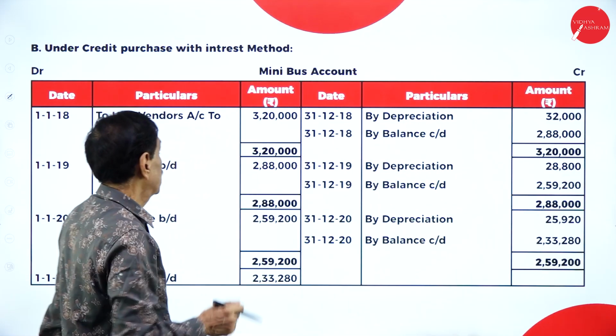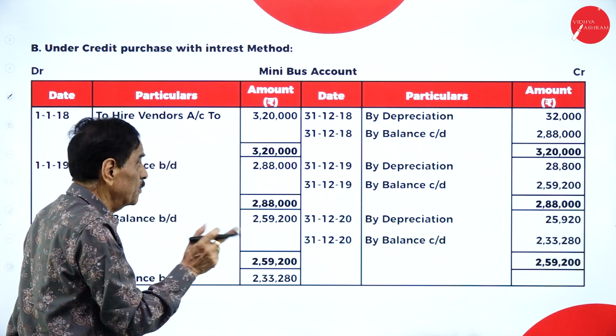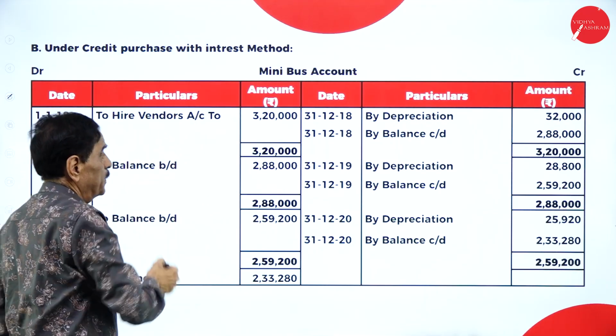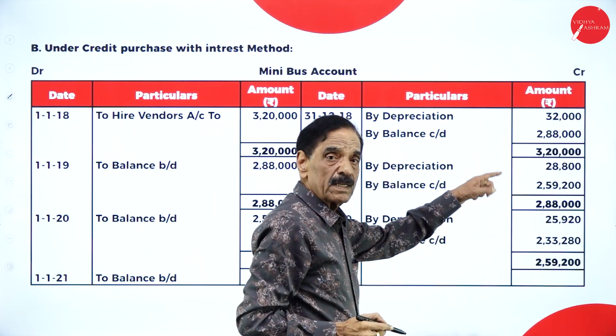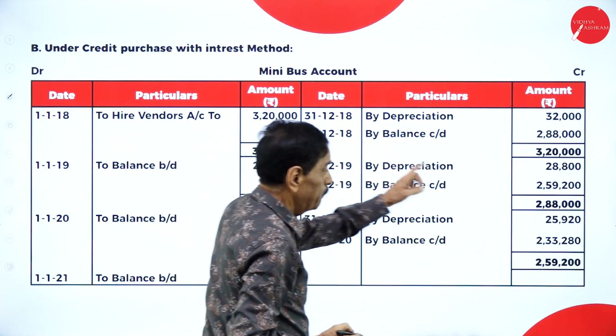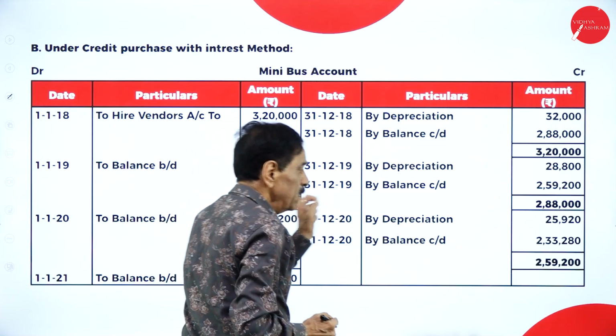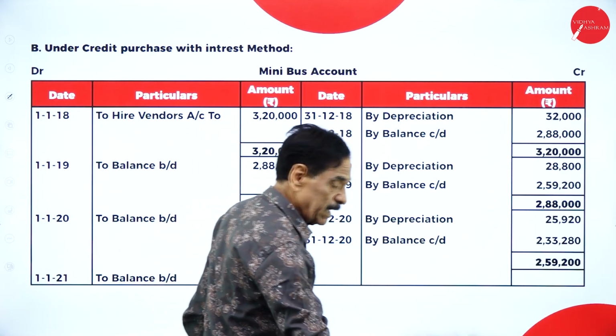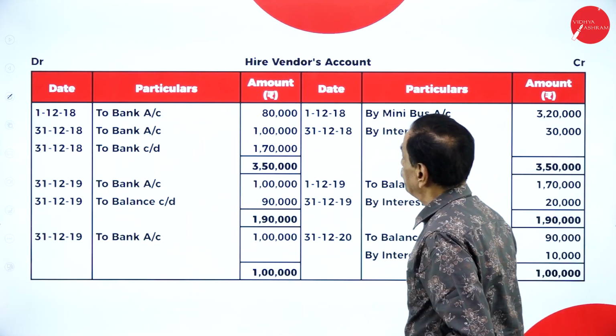So we are showing the minibus account, machinery account. We are showing machinery account to hire seller account by depreciation account, carried down, brought down. Depreciation in the second year, brought down by depreciation, carried down. Then we'll go to hire seller account.